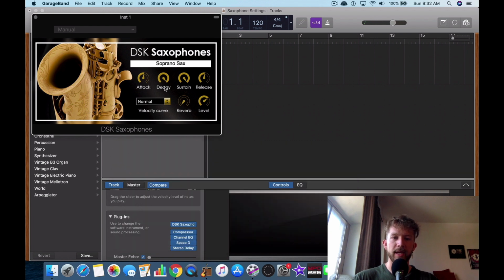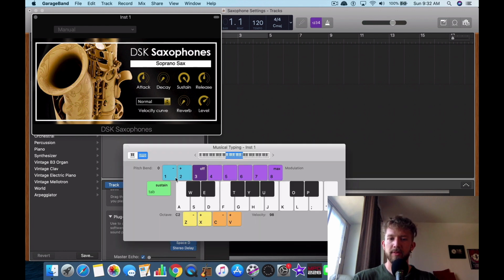Now, the decay, on the other hand, I haven't noticed a difference. I don't think it does anything. Maybe someone else can notice a difference. I don't know. So I usually just keep it right off.